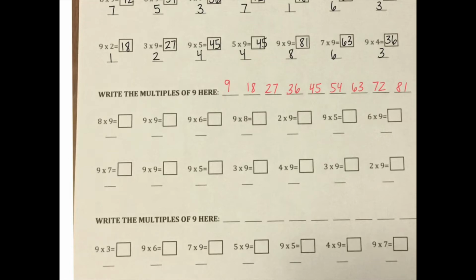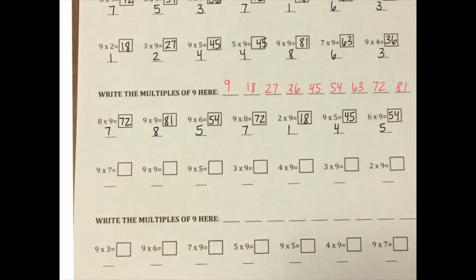8 times 9, 1 less, 72. 9 times 9, 1 less, 81. 9 times 6, 1 less, 54. 9 times 8, 1 less, 72. 2 times 9, 1 less, 18. 9 times 5, 1 less, 45. 6 times 9, 1 less, 54.